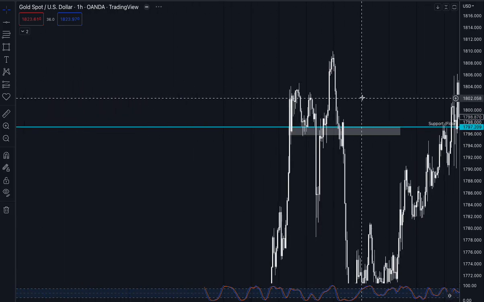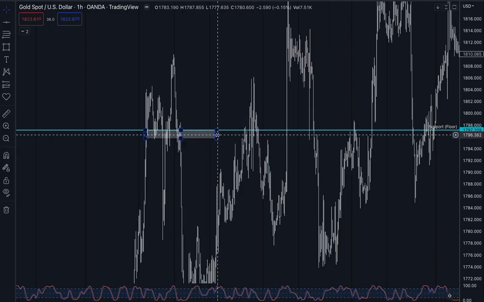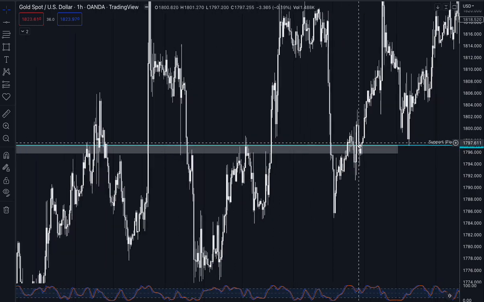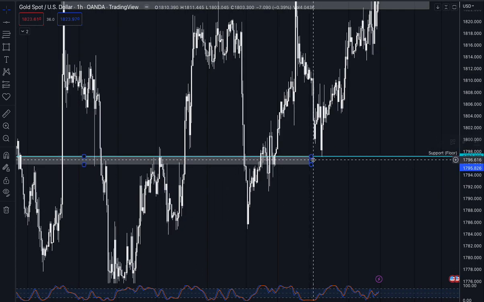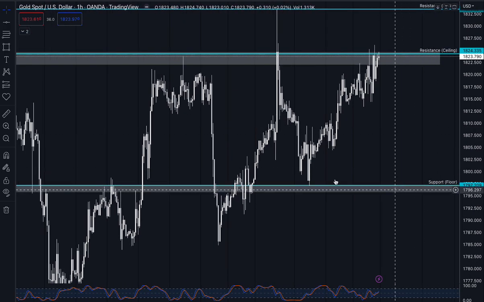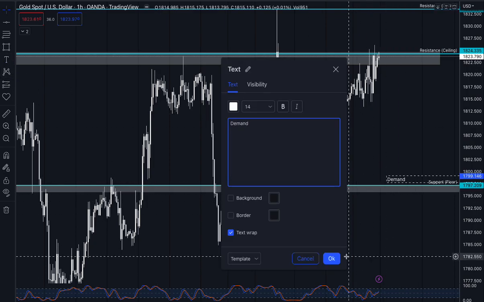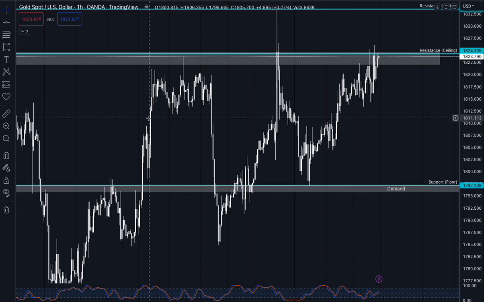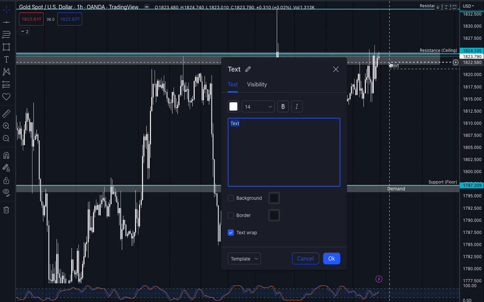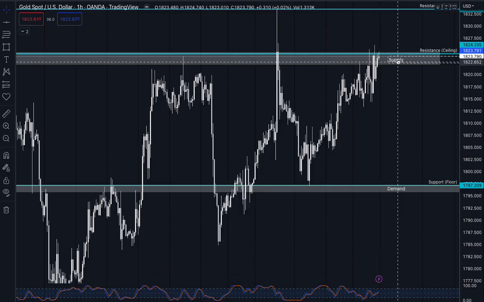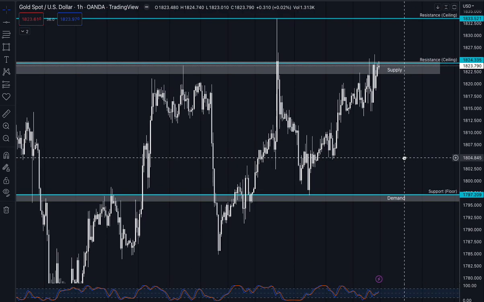And then if we zoom out a little bit, extend this out all the way, this zone is pretty much respected all the way through and all the way down the line. And that would be our demand zone, which I'll mark right here. The top one is the supply zone. That's pretty much how I have it.